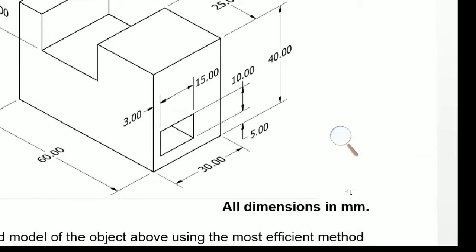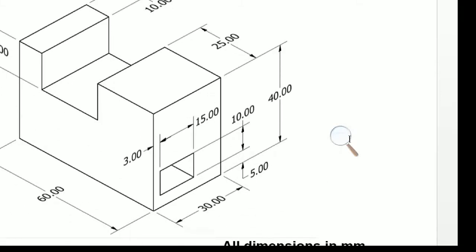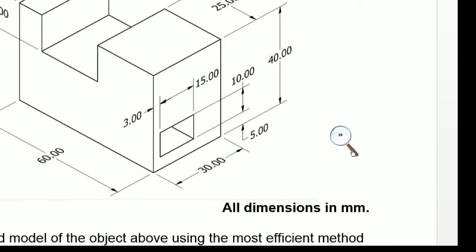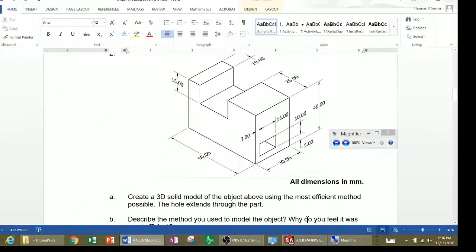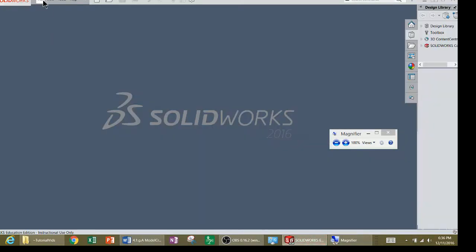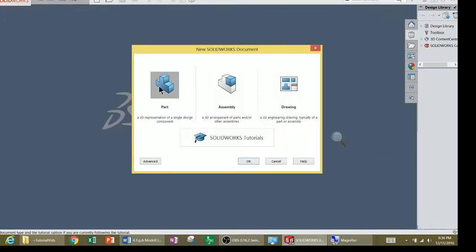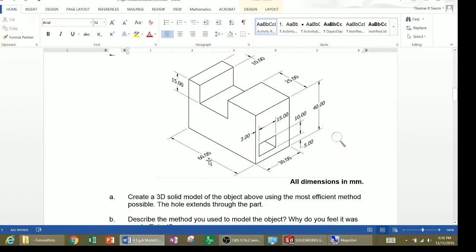One thing to notice here is that dimensions are in millimeters. So we're going to want to set that before we do any dimensioning. It's really important to understand what units we're working in SolidWorks. So I'll come up here and start with File, New, and we'll choose a part. It doesn't really matter which plane we sketch in. Once I get my new part started, I'm going to sketch out this cube that's 60 by 30 by 40.